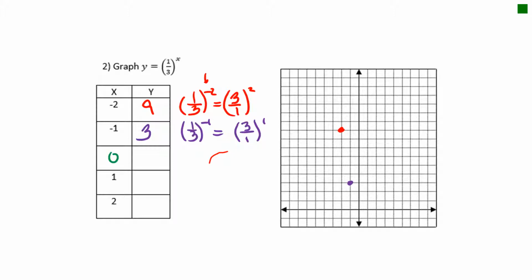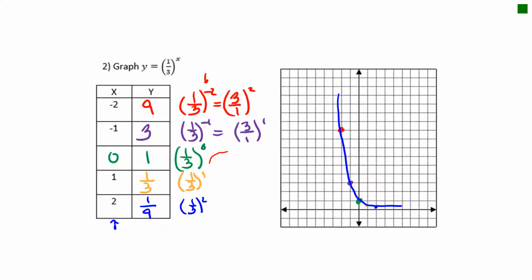This is supposed to have a 0 there. If I take 1/3 to the 0, anything to the 0 power is 1. If I take 1/3 to the 1, that just means 1/3. So at 1, I'm at 1/3. And the last one is 1/3 squared. So that's 1 squared is 1, 3 squared is 9, and over here at 2, I'm at 1/9. So if you look, I've got the exact same numbers, I'm just going the other way.